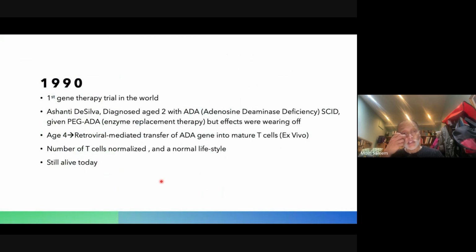So the first trial in the world was in 1990. This was a patient diagnosed very early in life with a severe combined immunodeficiency, so an enzyme deficiency that caused immunodeficiency, and he was given an enzyme replacement therapy. He was given extrinsic enzyme replacements, but that wasn't working. So he had a retroviral mediated transfer of the actual gene into his mature T cells ex vivo. That normalized his number of T cells, gave him a normal lifestyle, and he's still alive today, so highly successful.